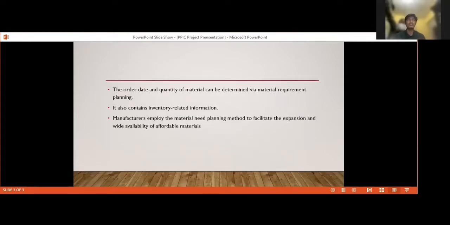The order date and quantity of the material can be determined by material requirement planning. It also contains inventory-related information, and manufacturers employ the material requirement planning method to facilitate the expansion and wide availability of affordable material.